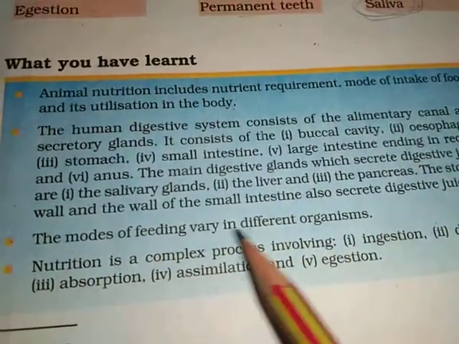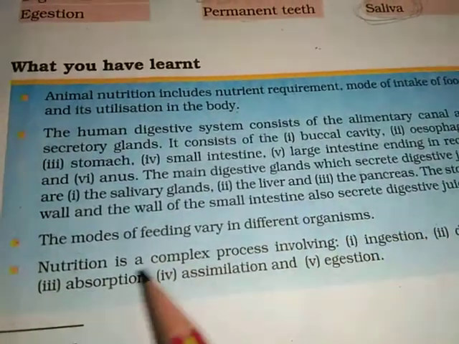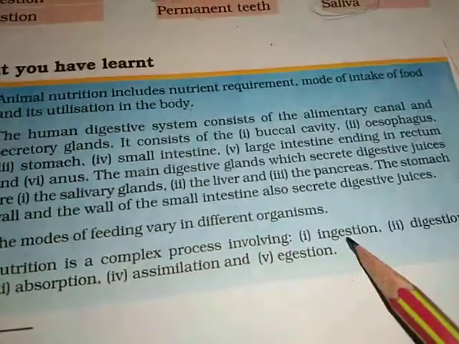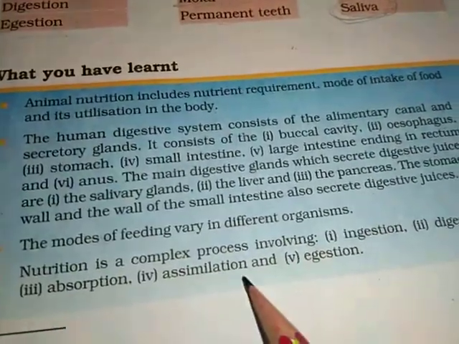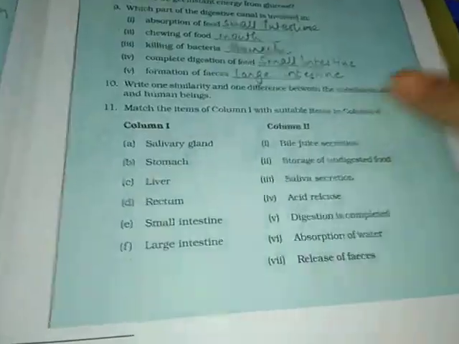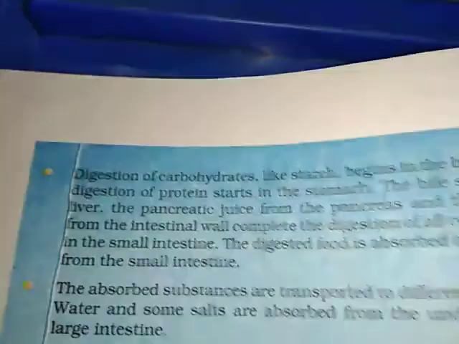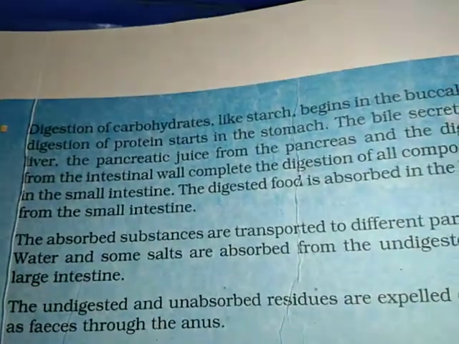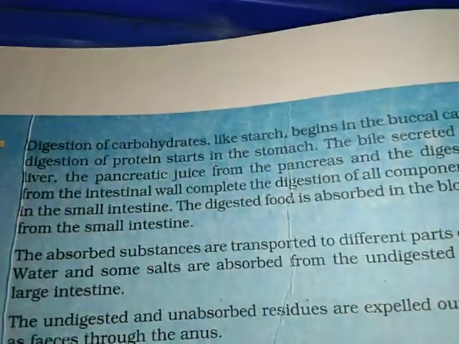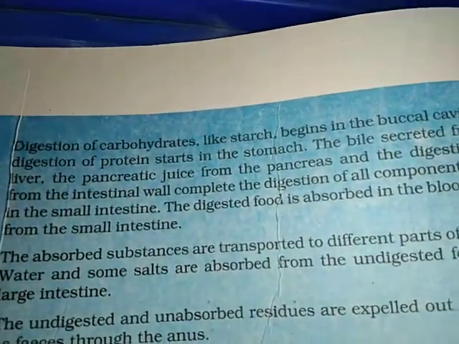The modes of feeding vary in different organisms. Nutrition is a complex process involving ingestion, digestion, absorption, assimilation, and egestion. Write down all these important points because they help you to brush up the lesson we have studied. Then next one, digestion of carbohydrates like starch begins in the buccal cavity, that is your mouth. The digestion of protein starts in the stomach.